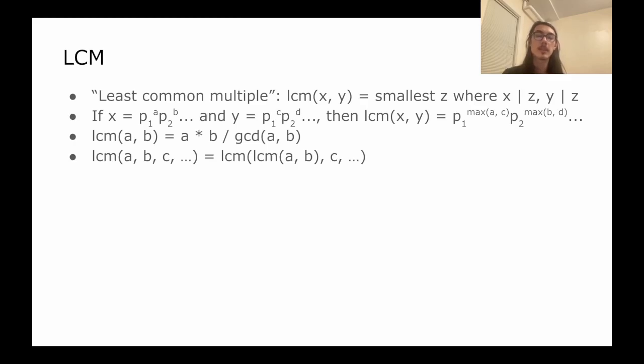So the LCM: one way to get it is you take the product of the numbers and then you divide by the GCD. The reason this works is because the GCD is a divisor of both of them, so you shouldn't include it twice. When you include it once, it's already there and you don't need any more of it. Everything else you have to include, because it's only in one of them.